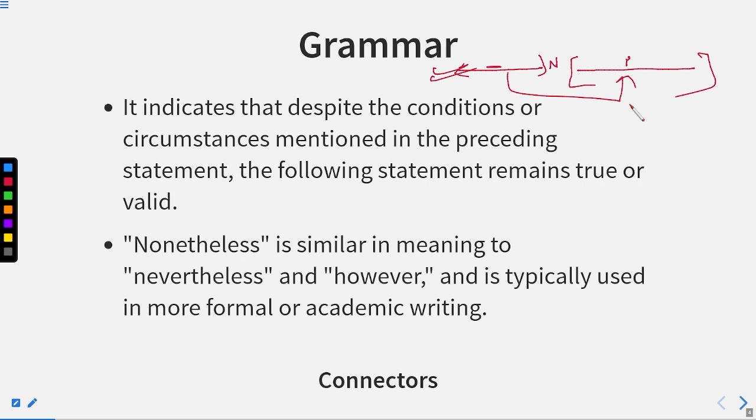Now, nonetheless is similar in meaning to nevertheless and however, and is typically used in more formal or academic writing. As I told you, the meaning of nevertheless is that not only this part, but it can be something else as well. So this is how nevertheless works. Similarly, we use the nonetheless conjunction.